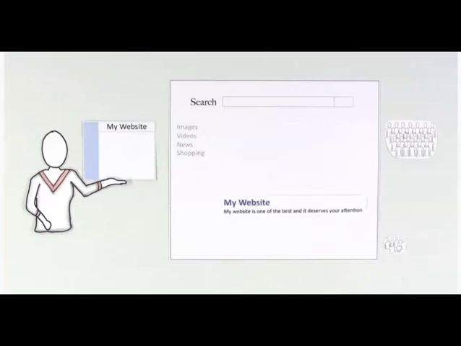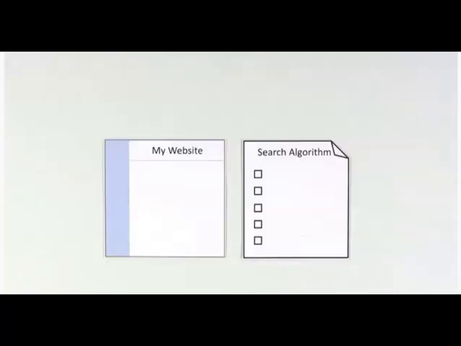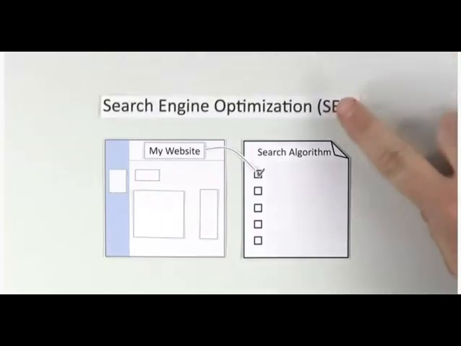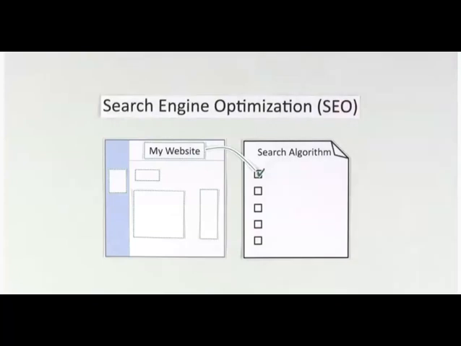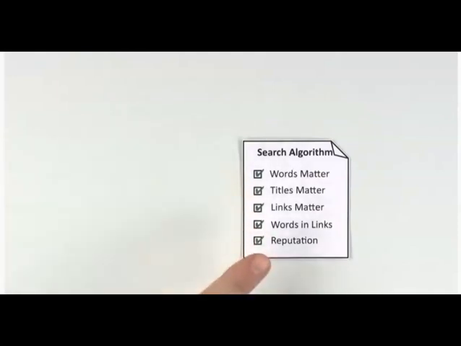When your pages have higher rankings, they help more people find you. The key to higher rankings is making sure your website has the ingredients search engines need for their recipes. This is called Search Engine Optimization, or SEO. As it turns out, most of the big ingredients are known.